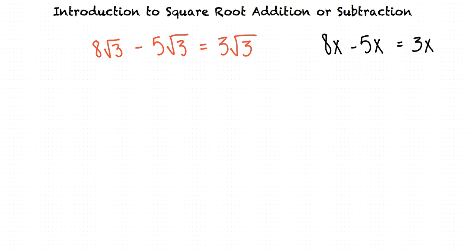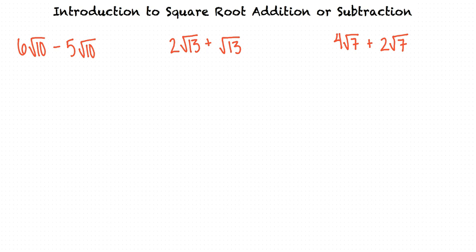Let's try a couple more example problems. We can start with 6 radical 10 minus 5 radical 10. 6 minus 5 equals 1, and we have to keep the square root of 10 attached. Additionally, we can rewrite 1 square root of 10 more simply as the square root of 10 to get our final answer.